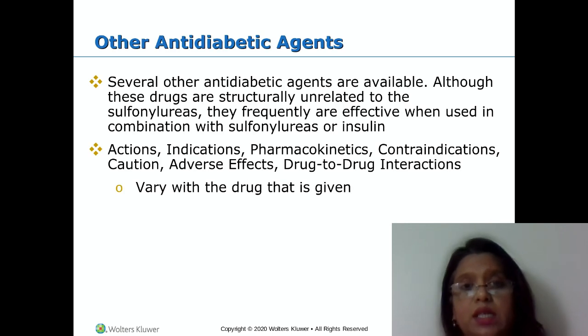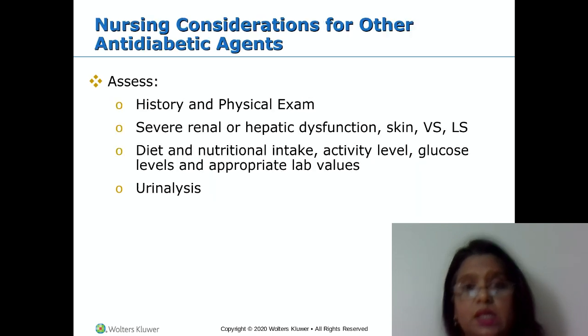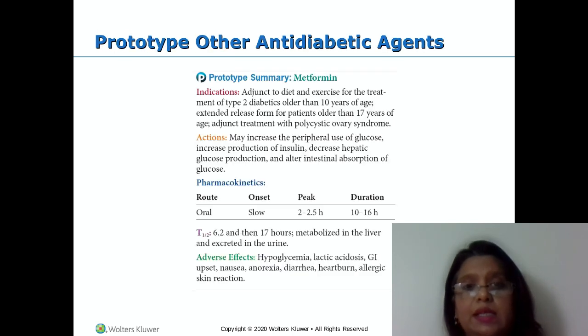Okay, other anti-diabetic agents. What are the other anti-diabetic agents? There are other medications. We always check kidney function and renal function tests. We always do urine analysis. One of the most common drugs we use is metformin. Because it works through the kidneys, we always check kidney function tests before we give metformin.